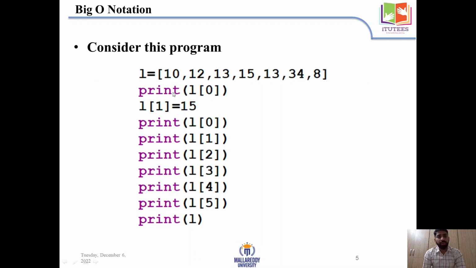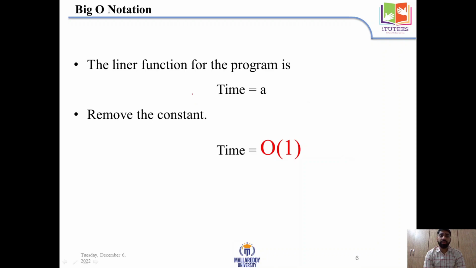So consider this program. In this program we don't have any for loops. So what is the time complexity here? The linear function for the program is time equals a. Remove the constant, then the time becomes big O of 1. Here we understand that if there is no looping in your program, then the complexity of your program is always big O of 1.